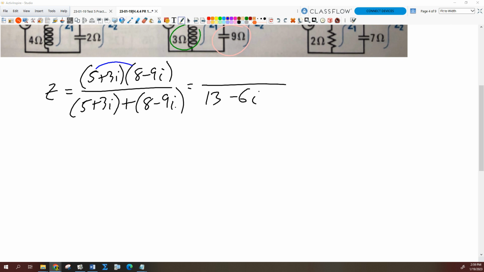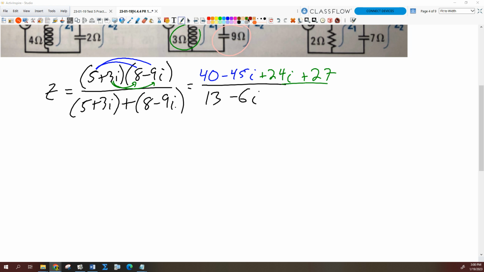If we distribute the 5, we're getting 40 minus 45i. If I distribute the 3i, what's this one going to be? What's 3i times negative 9i? Which is 27, isn't it?